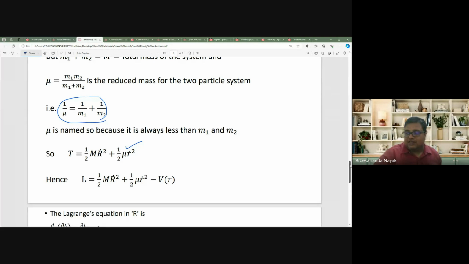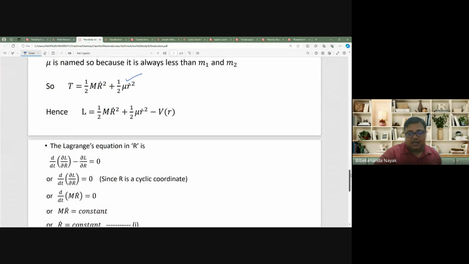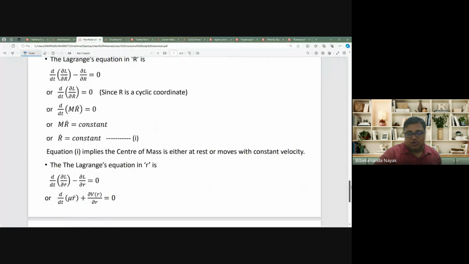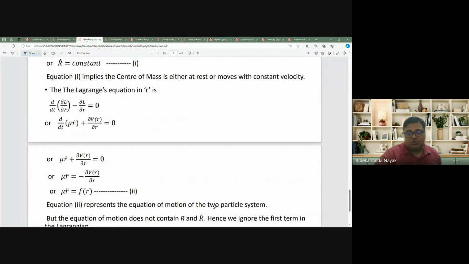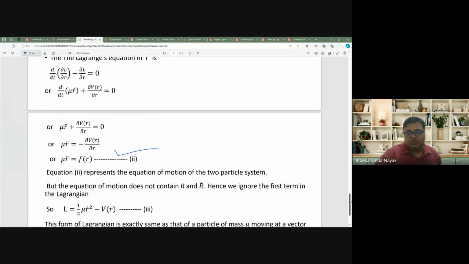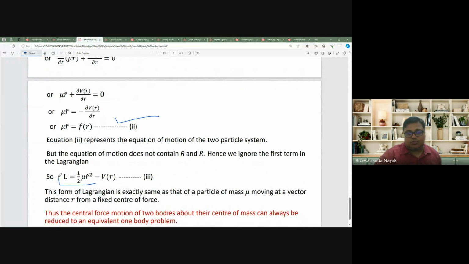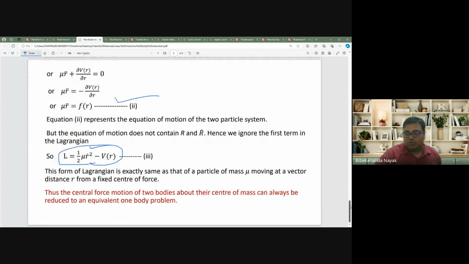The Lagrangian will be this. But if you take the Lagrange equation of motion, we found in capital R, R dot is a constant. But in small r, you have an equation like mu r double dot is equal to f of r. Since R dot is a constant, we can remove this from the equation of motion and we can say our equation reduces to the kinetic energy of mu r dot square minus V of r. Okay. In this way, a two body problem is reduced to a one body problem.